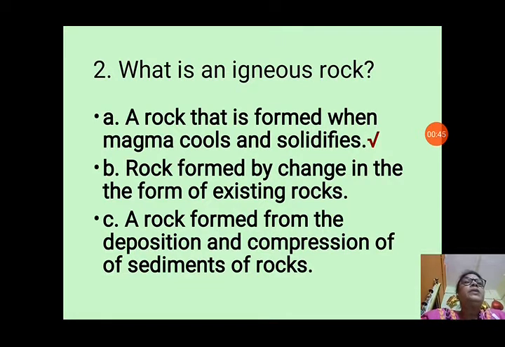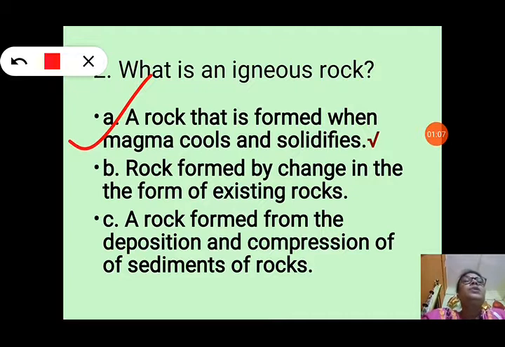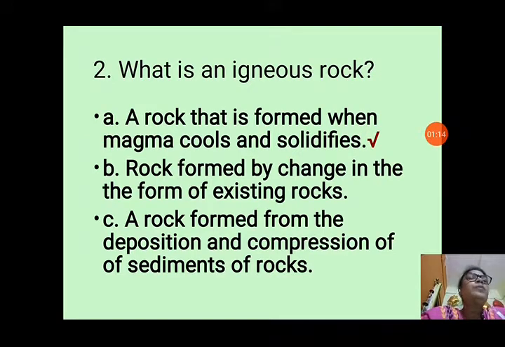What is an igneous rock? The options are: a rock that is formed when magma cools and solidifies; a rock formed by change in the form of existing rocks; a rock formed from the deposition and compression of sediments of rocks. So option A is correct, and we will tick option A. We know that igneous rock is formed from the magma that cools and solidifies.